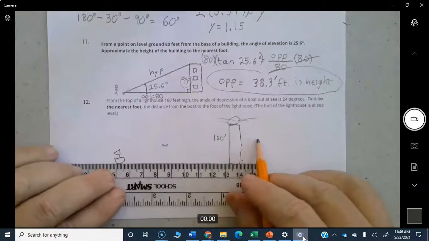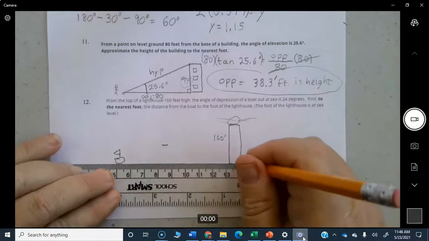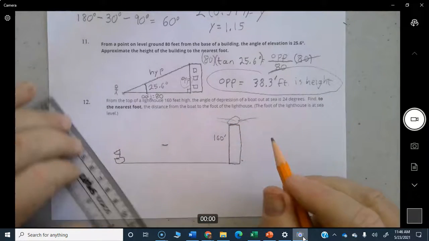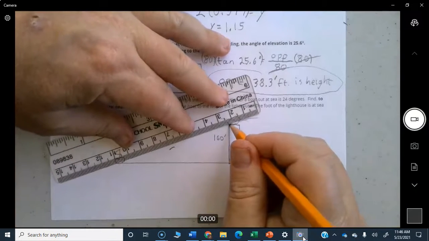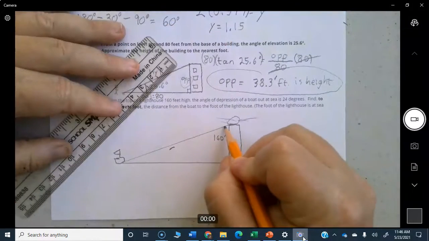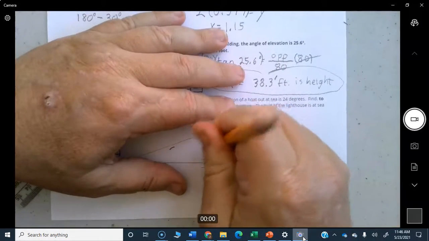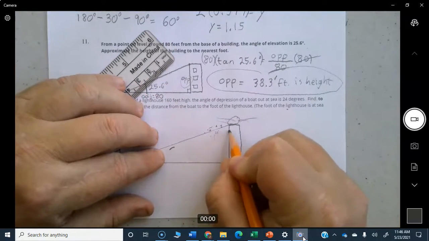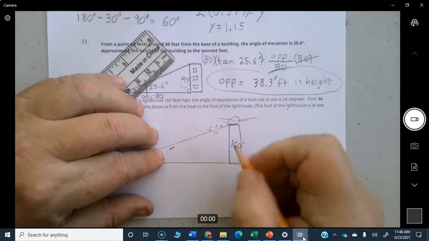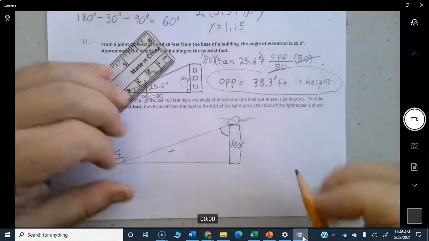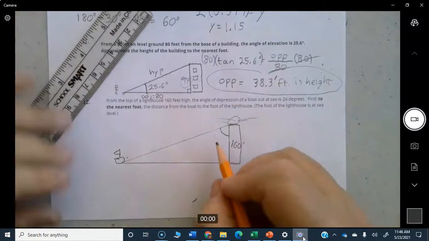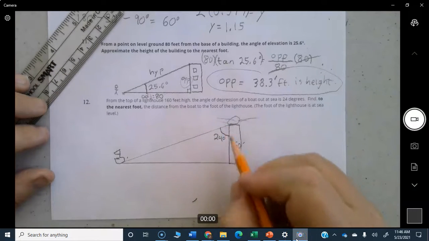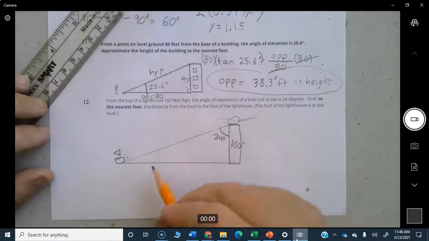So what that means is the boat is level. The bottom of the lighthouse is level. It's right on the ground, right at sea level, so it's level with that boat right there. And then you create a triangle here. Let me move this 160 because it's kind of in the way. I'll put it right here. So it's the height of this lighthouse. The angle of depression is this, that angle right there, and they're saying that's 24 degrees. So the height is 160, that side, and the angle is 24 degrees.